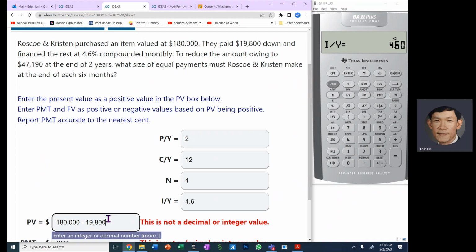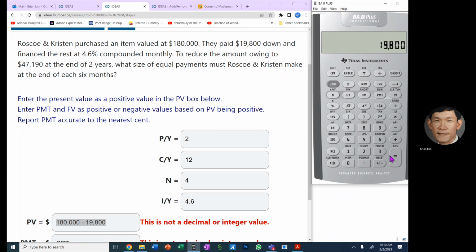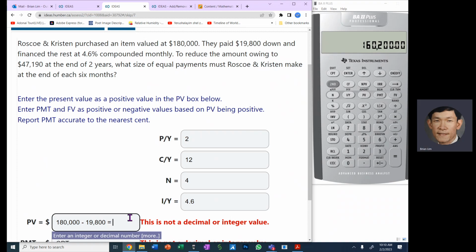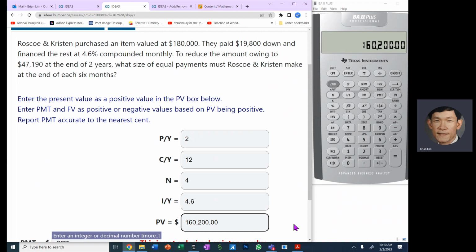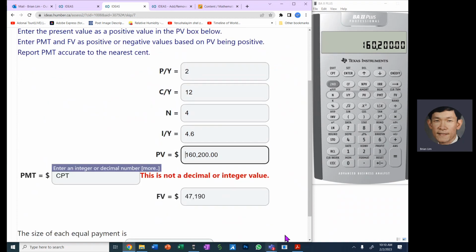Now, present value, we have to do some subtraction here. So we will take 180,000 and subtract 19,800. And that gives us this number, 160,200. So this is equal to what? 160,200. You could put in a 0.00. All right, so here we go now. So we go in here and we delete. And there we are, $160,200 right in here. Payment we will compute.